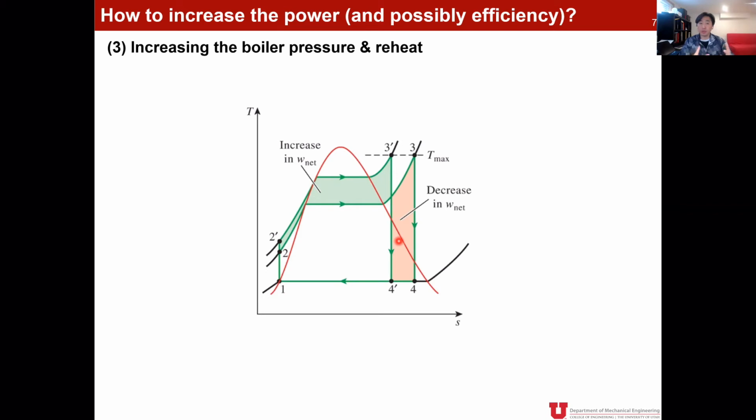Obviously, by doing those three possible steps to increase the net power, consequently, we also could increase the thermal efficiency. But is there a better way to increase the thermal efficiency? For sure. And what did we do to increase the thermal efficiency for the gas turbine? Do you remember that? Yes, we used the regeneration.